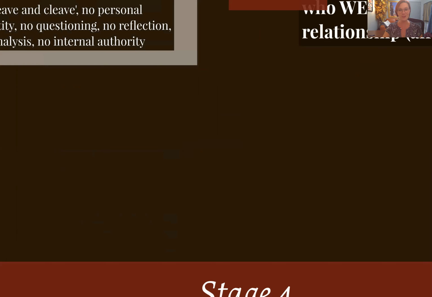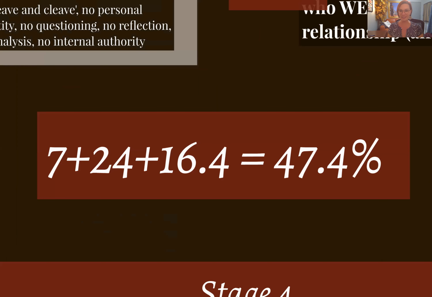But the thing to note here that's sobering is that, as we identified last time, 7% of adults still make meaning in stage 2, 24% in stage 3, and 16.4% in stage 4, which equals 47.4% who haven't made it to the next stage that we're going to talk about.